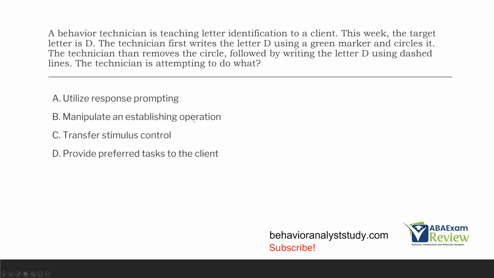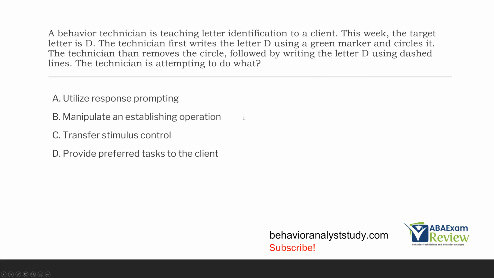B, they're trying to manipulate an establishing operation. Are we trying to deprive or satiate anything here? No, we're not really keying in on the MOs here. We're looking really at this letter D and manipulating the stimulus in different contexts and trying to evoke this response.